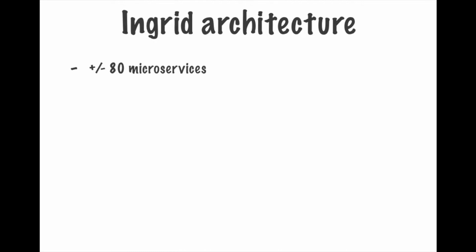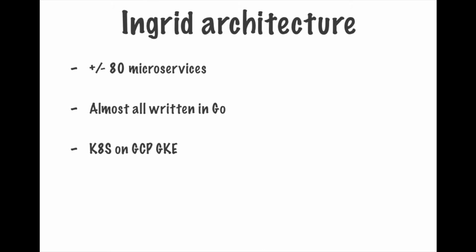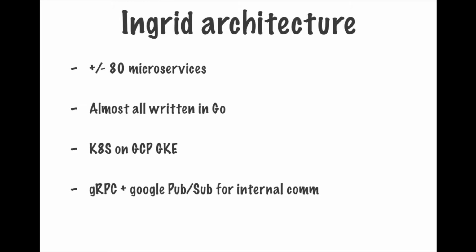Let me give you a short overview of our architecture. We have 18 microservices, almost all written in Go. We are using Kubernetes on the infrastructure, and we are hosted only on GCP. We use gRPC and Google Cloud PubSub for our internal communication, and we expose a REST API via gRPC gateway to our clients.